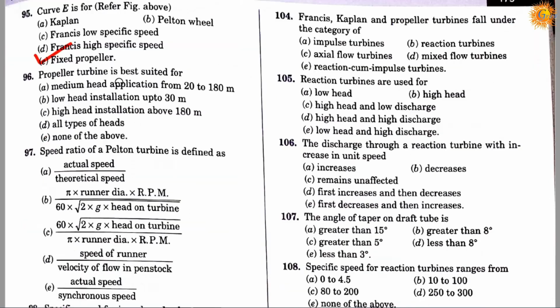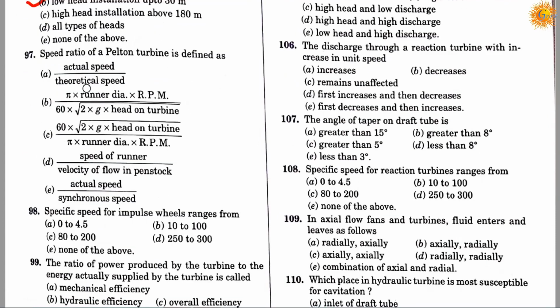Okay. Now question number 96 is different. It is about a propeller turbine. Question number 96, a propeller turbine is best suited for option A, medium head application from 20 to 180 meters, option B, low head installation up to 30 meters, option C, high head installation above 180 meters, option D, all types of heads, and option E, none of the above. Correct answer is B. A propeller turbine is best suited for low head installation up to 30 meters.